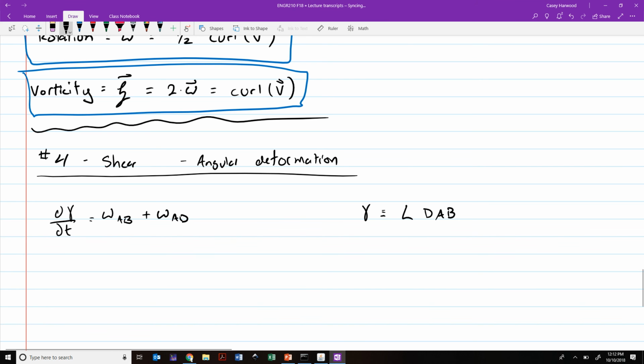right, is due to the fact that, once again, omega AB and omega AD are defined with different positive senses. So we have to flip the sign on one of them. We pick to flip the sign on omega AD so that it's right-hand positive, which means it takes on a negative sign. So taking the difference ends up being adding them together. And so this ends up being dv dx plus du dy.